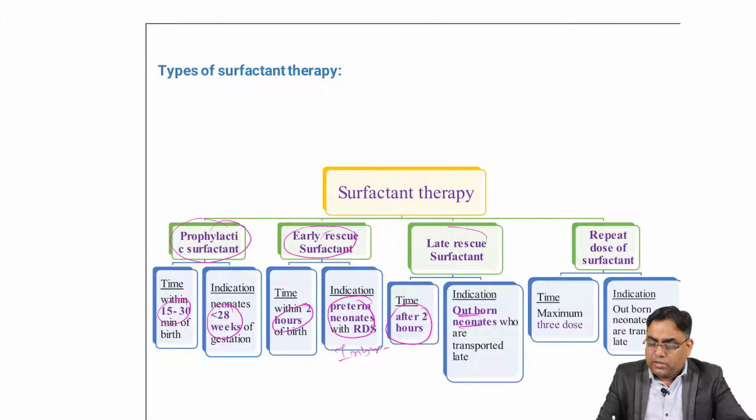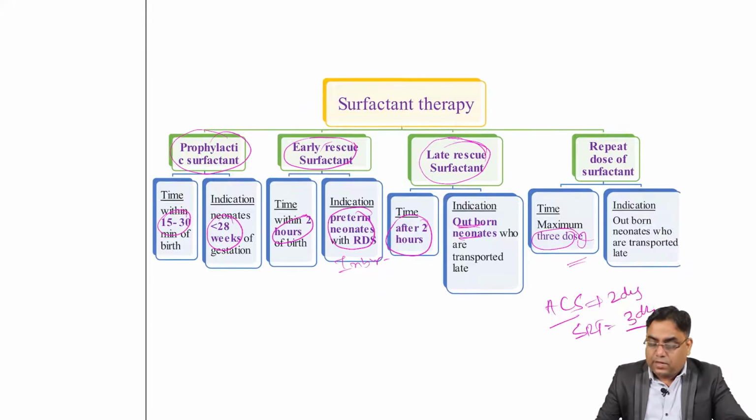Okay, and it is called late rescue surfactant therapy. The repeat dose of surfactant is a maximum of 3 doses. This is a question asked in a previous exam. As we know, ACS, antenatal corticosteroid, is usually 2 doses, but surfactant resuscitation therapy is usually 3 doses. Okay, so these are the types of surfactant therapy.